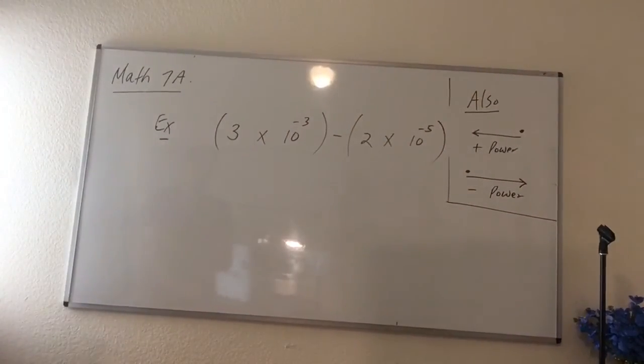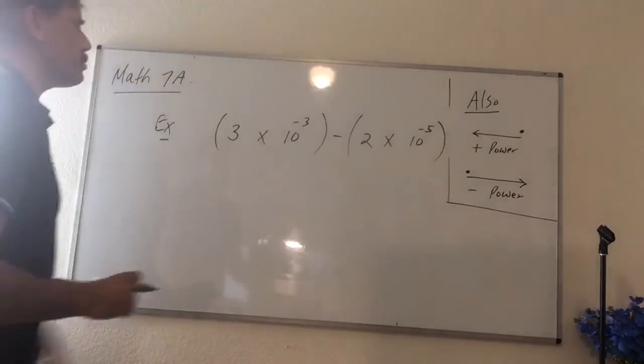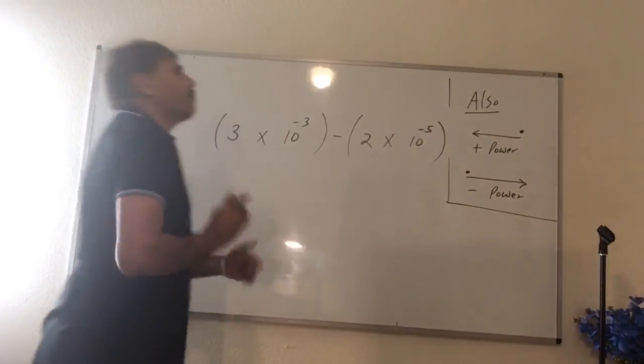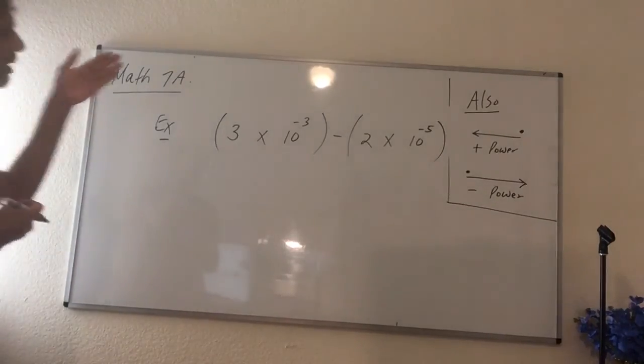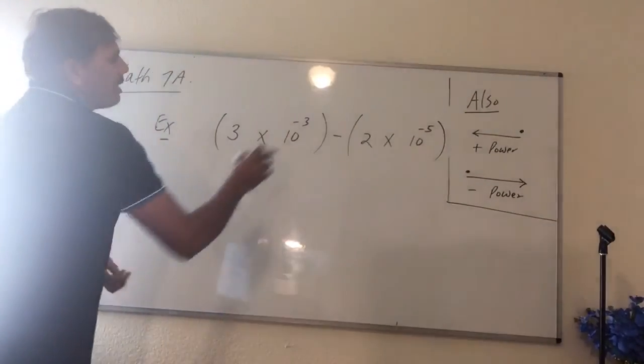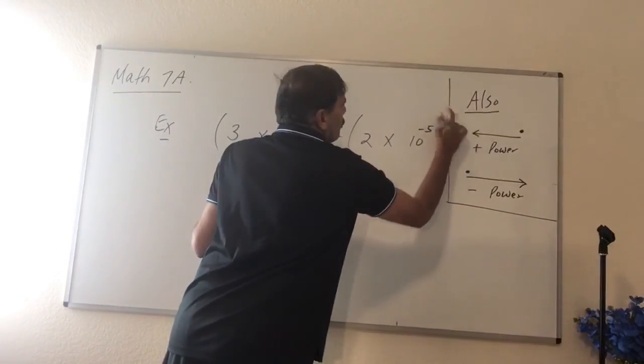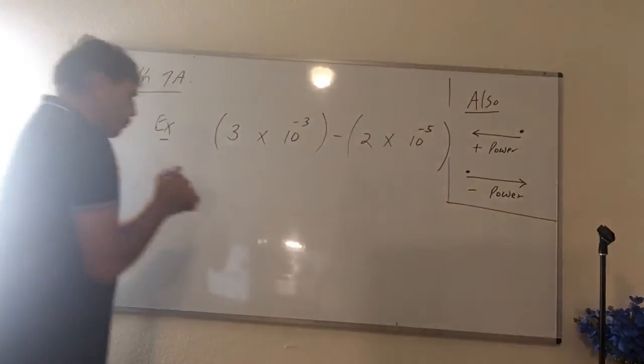Okay, so we're going to subtract. When you add or subtract, remember the rule is the same. The base 10 must have the same power. Which number is bigger, negative 3 or negative 5? Well, negative 3, of course. So negative 3 we're going to keep. Then this one we have to fix. So now think of negative 5.